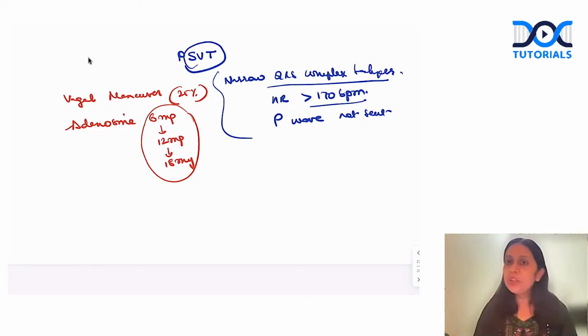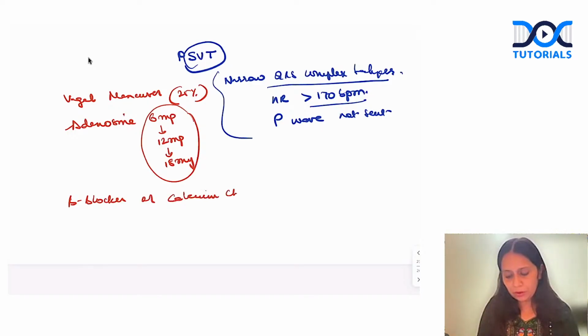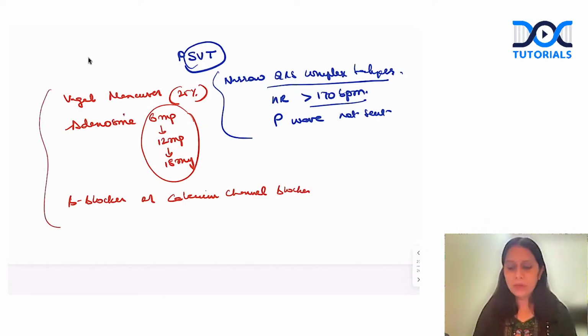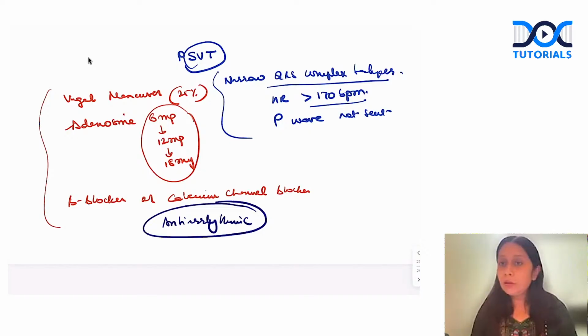If the patient does not respond to adenosine, then we can go for a beta blocker or calcium channel blocker. They are all AV node delaying drugs, so they will control the ventricular rate. These are the most common drugs used for treating PSVT, but we can also use antiarrhythmics. The commonest antiarrhythmic used for PSVT is amiodarone.